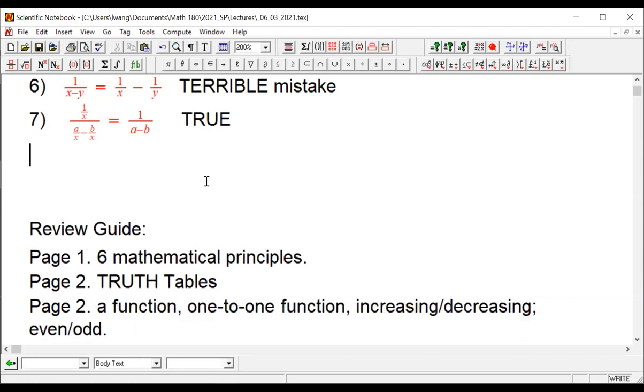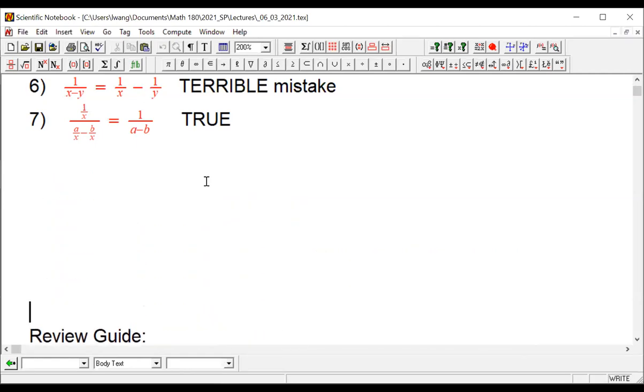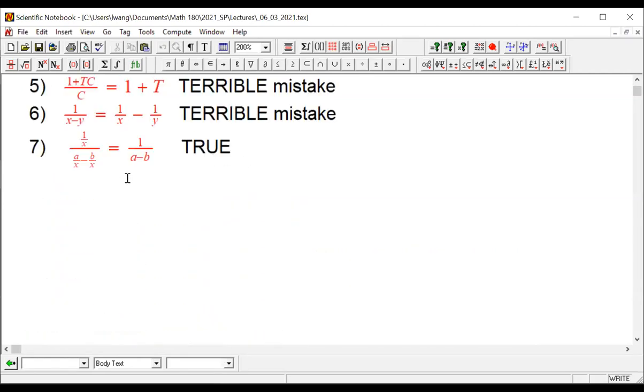So let's look at some of the other issues. Okay, let's look at some of the other issues. Number 8, for example. Because when you're in calculus class, you start to deal with functions, right? It says if f is a function, then f of s plus t is equal to f of s plus f of t.